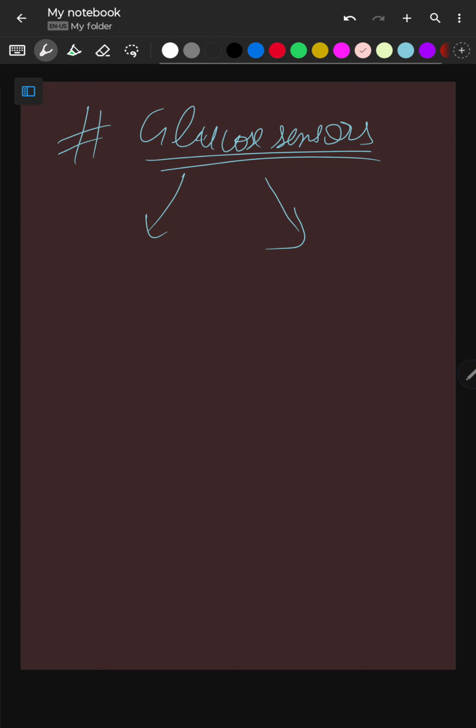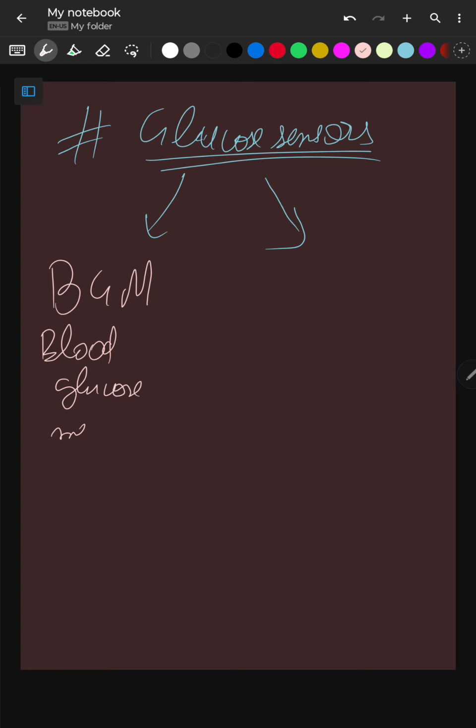There are two types of glucose sensors. One is the blood glucose meter. I'll just write it: blood glucose meter. The other one is the continuous glucose monitor. Both of their working principles are very similar.